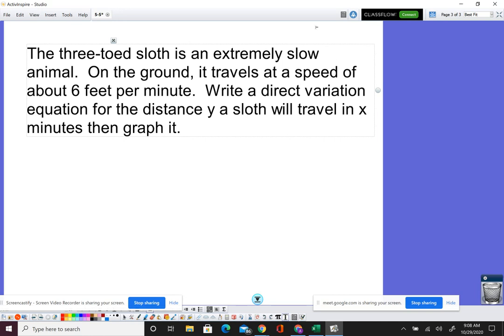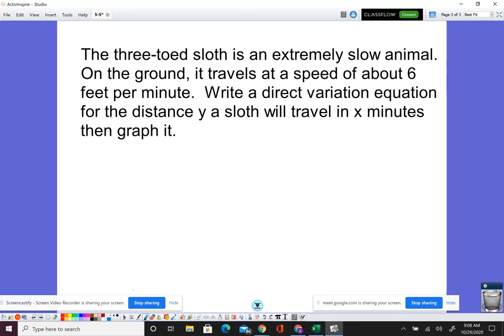Okay, so they're telling us right away that it's a direct variation. So the question is, what's our equation? Well, we know that we have a y-intercept of 0, so it's just going to take on the form of y equals something times x. And the constant of variation, that number in front of the x, the slope, is going to be its rate of speed, 6 feet per minute. So y equals 6x is the equation.